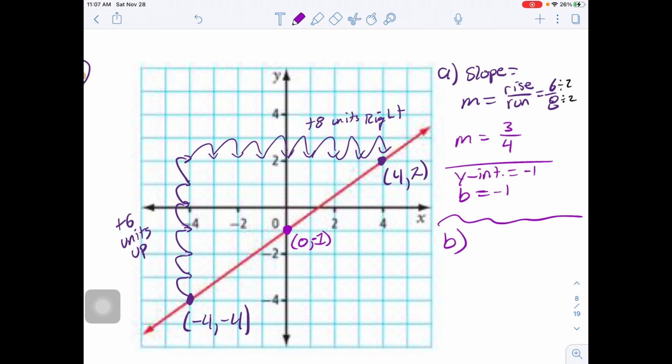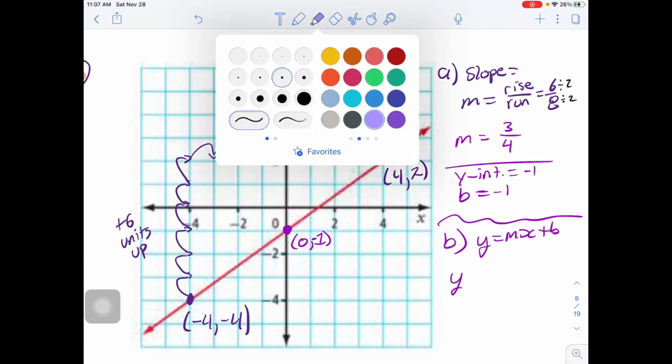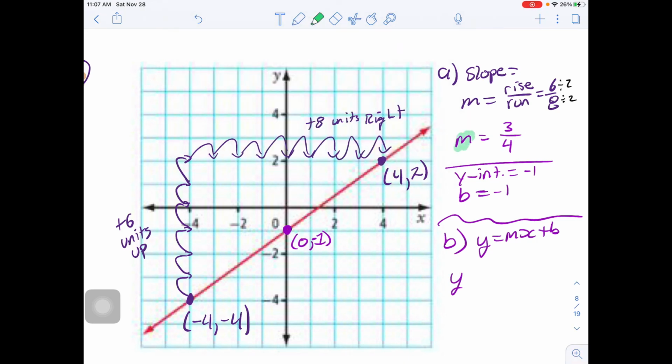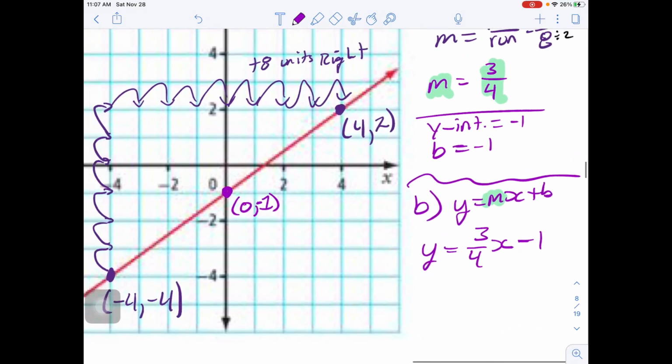So if we start solving for b and we want to find the equation of this line, well, we know what m is. I'm going to replace my m value with 3/4 x, and then I'm going to replace my b value with -1. So I'm just going to subtract 1 here. So there's one way to represent this equation.